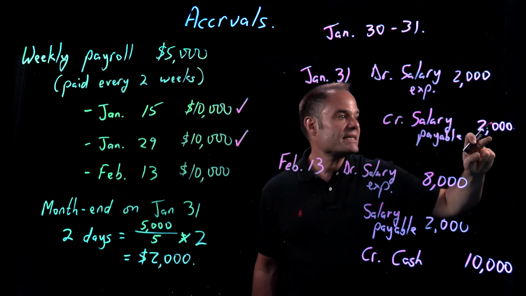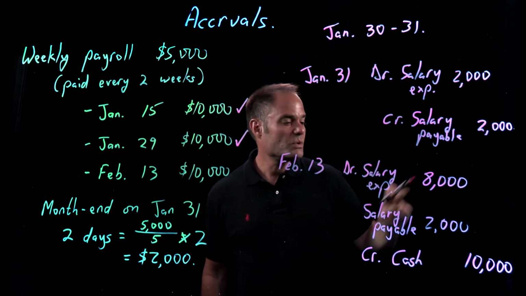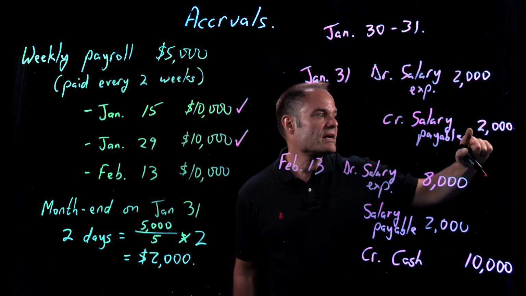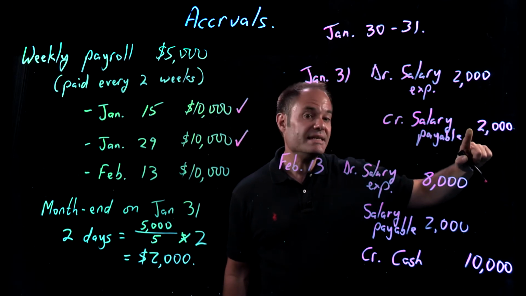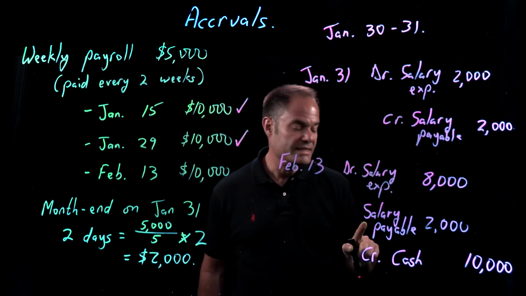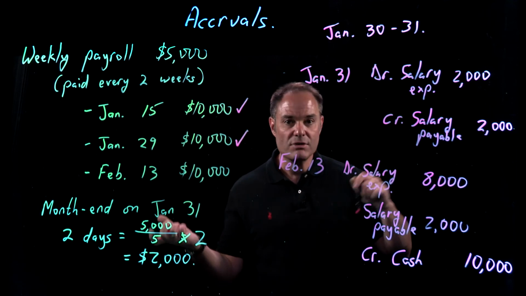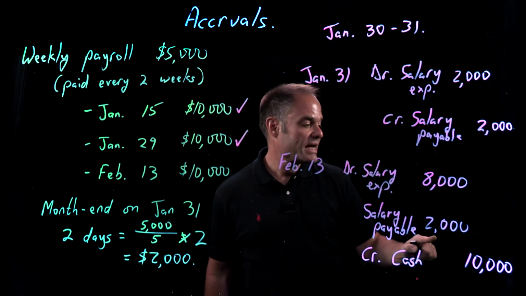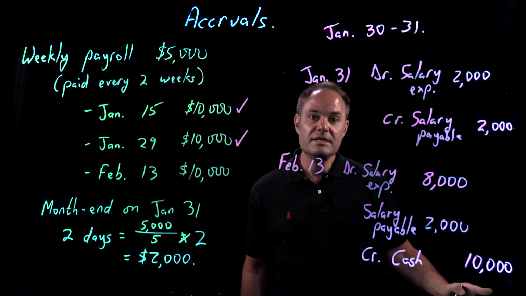And notice that this salary payable, this is the accrual account. We can think of it kind of as a holding account. We loaded it up with $2,000 at the end of January, and then we cleared it out. Here we credited it, here we debited it. So if we debit and credit an account by the same amount, it ends up being 0. So we've zeroed it out, and we've now paid out the employees.